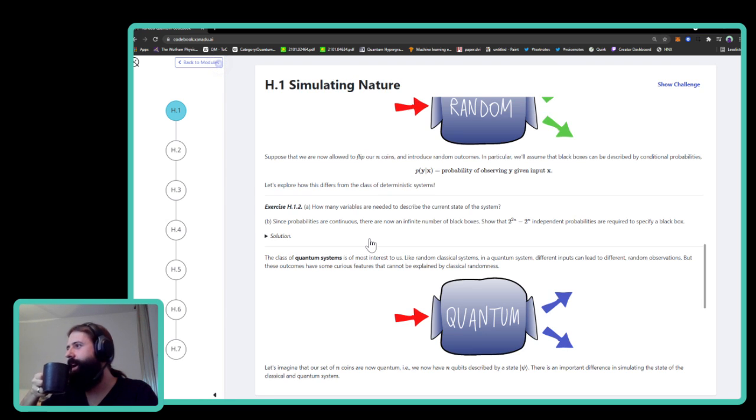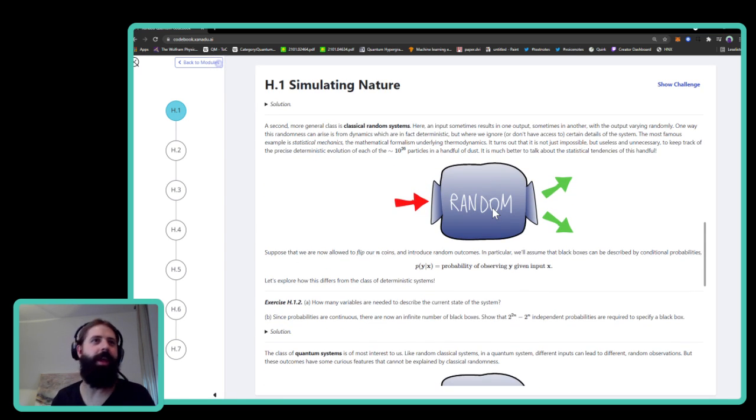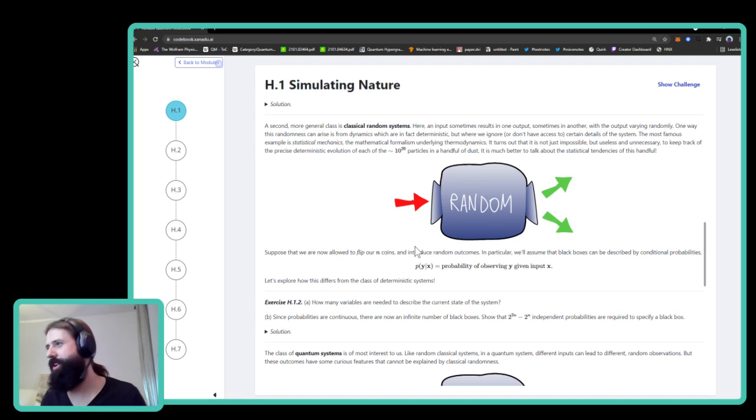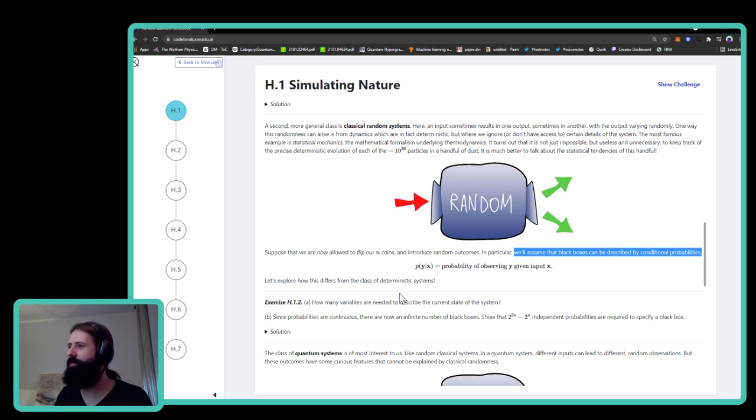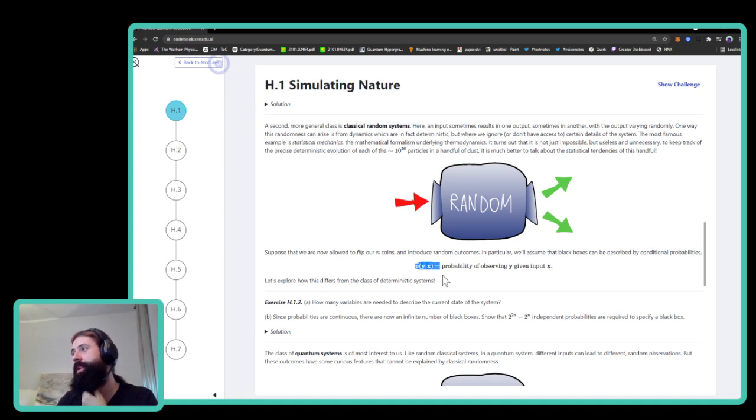Anyway, I think I keep obsessing about this stuff here, because in a weird way it makes no sense. Now I realized I'm stupid, because I was complaining in the last video that we're not told how you specify the black box, but you're literally told: we will assume that black boxes can be described by conditional probabilities. So if that's how you describe it, then it makes sense that you do this at the state level, right? So probability of observing y given x as an input.